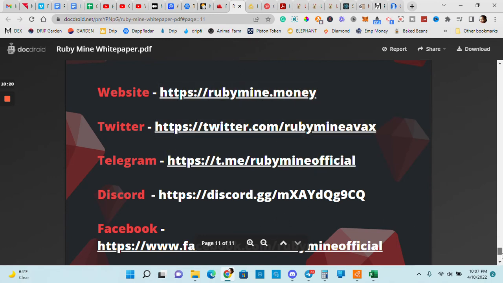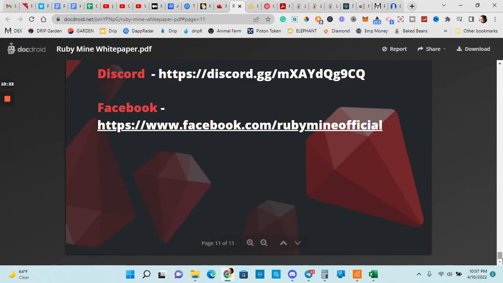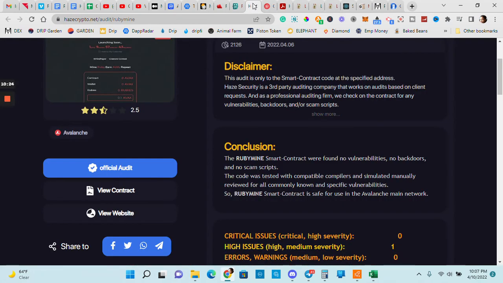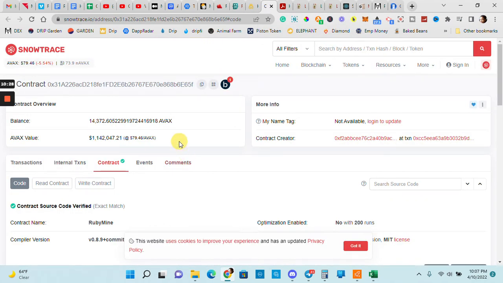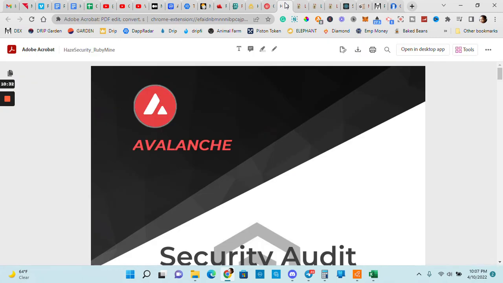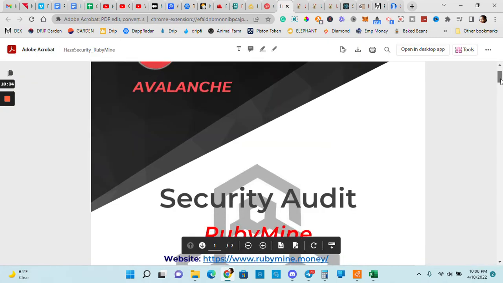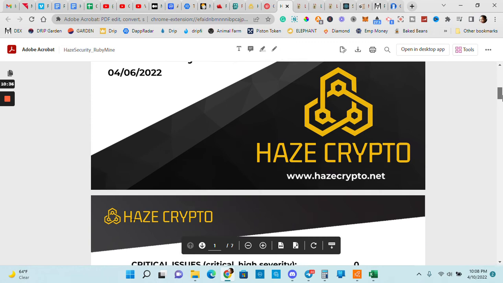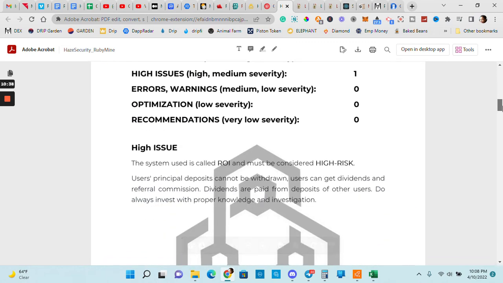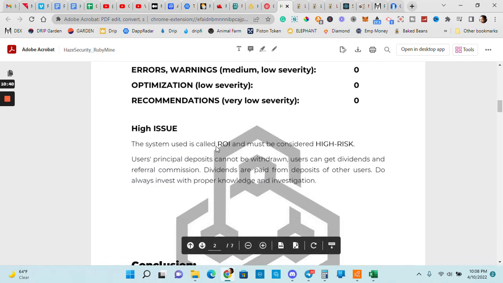Okay, so take a look at this. Do your research. Check over the audits. Join the social media links. I've already showed you the contract balance and how that's all looking. Here's the security audit. I've downloaded that. Okay, I'm not going to read it. The issue here so far is just the ROI. Maybe consider high risk because it says 8%.